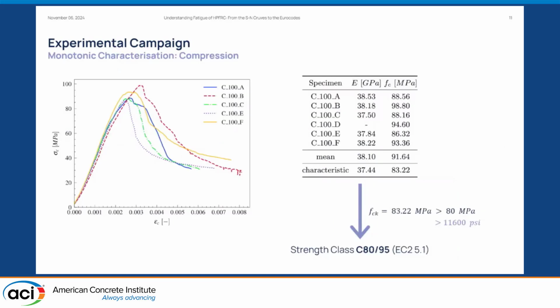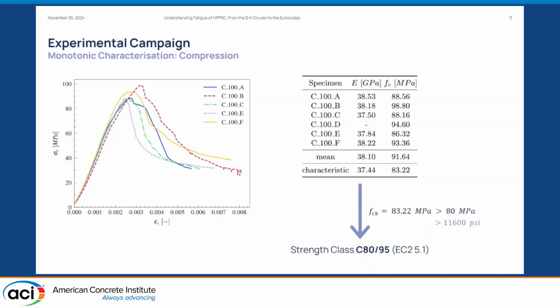Okay, so let's now delve into the monotonic characterization. We were provided with a high-performance material from our partners at CEMEX. It is a patented material, so I cannot go too much into the details, but it is high-performance concrete with a hybrid fiber system, steel and synthetic fibers. So this is the characterization according to Eurocode 2. Basically, we obtain a characteristic compressive strength of more than 80 megapascal, which should correspond to 11,000 psi, and so a strength class of C80/95.